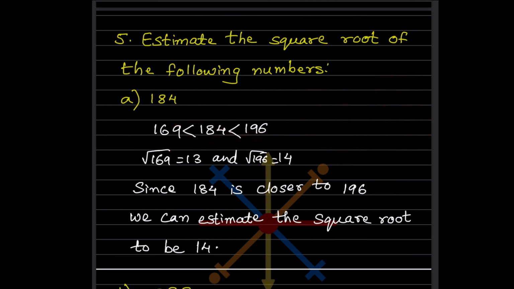So we have written, since 184 is closer to 196, we can estimate the square root to be, because estimate means it is the approximate, so that is going to be 14.